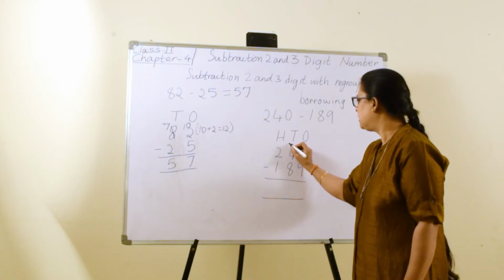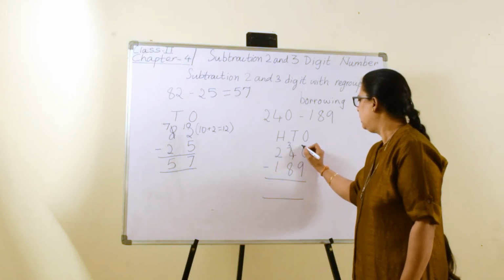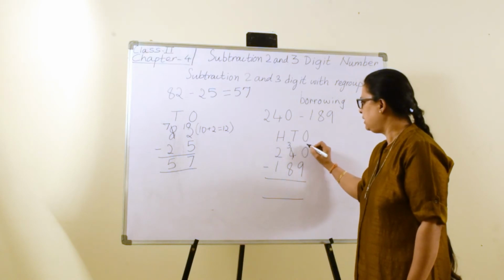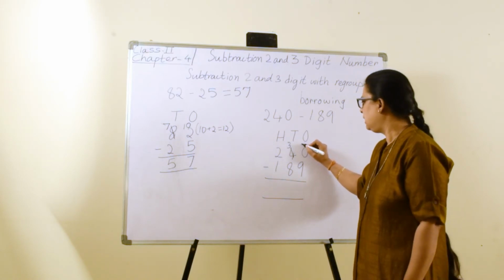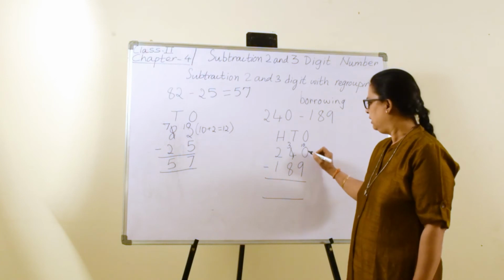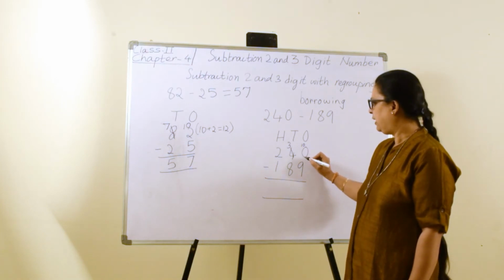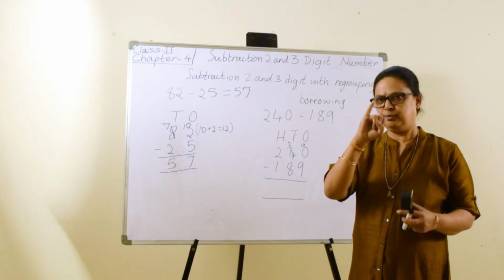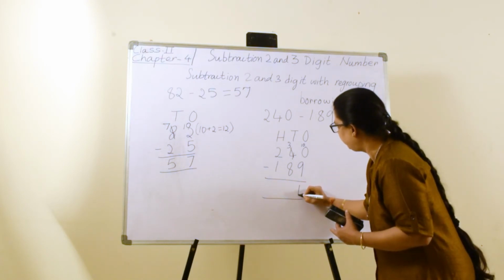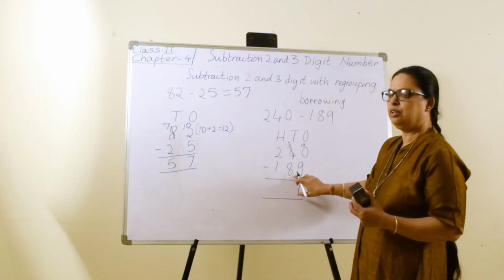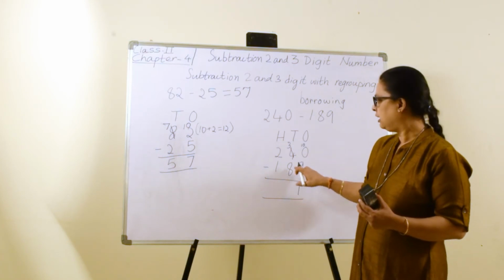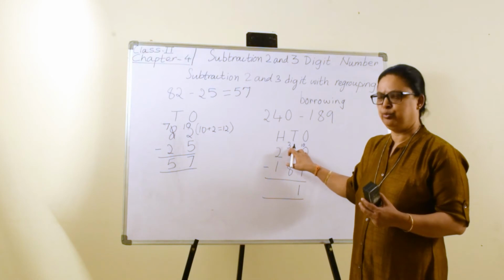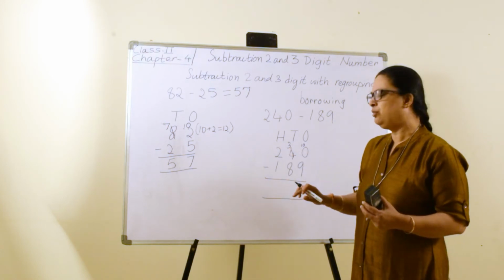So this becomes 3 here, and this, because it is in the tens place, when it comes to the ones place, it is 10 ones. Okay. So we have 10 over here now. 10 minus 9, how much? After 9, 10. So 1. Now here it is 3 now, and the number down is 8. Can we remove 8 from 3?